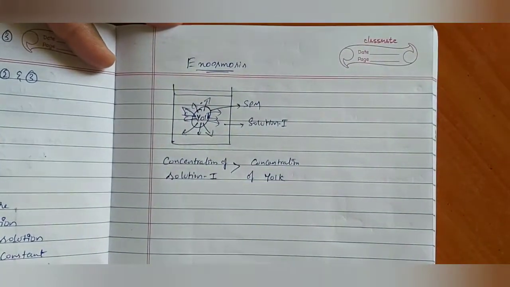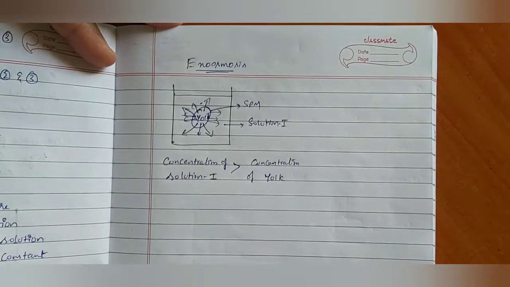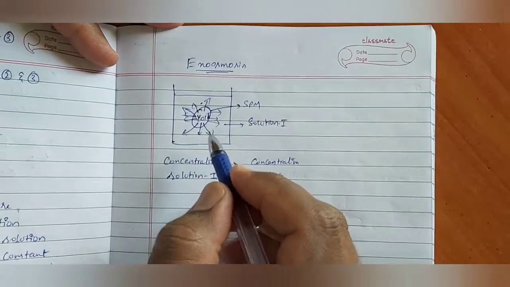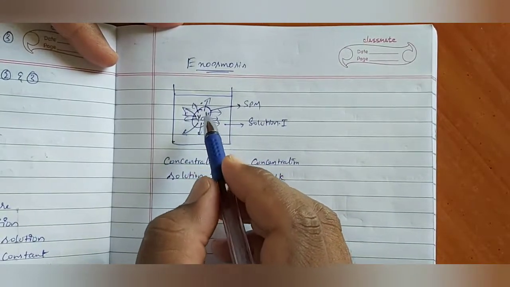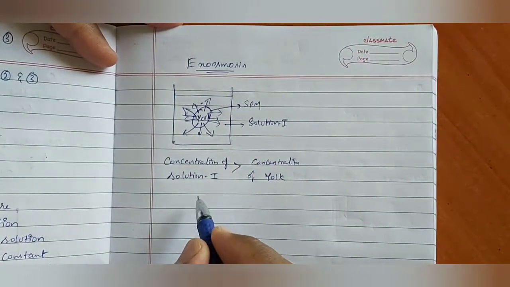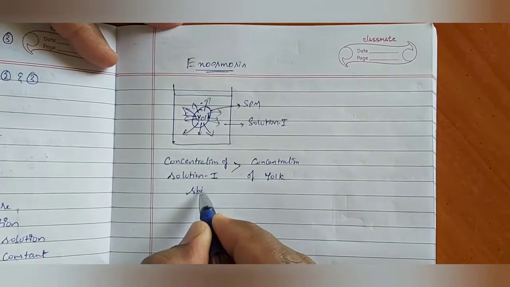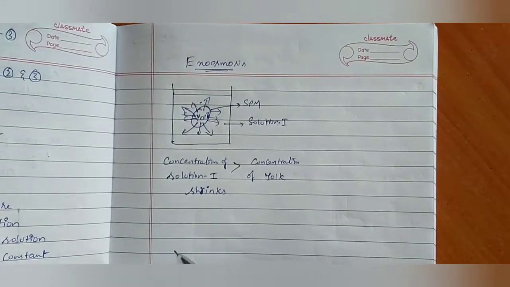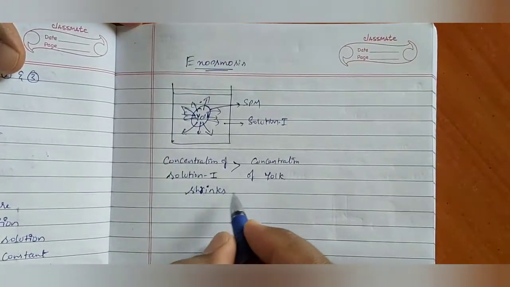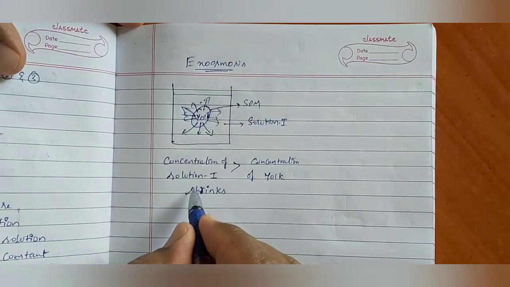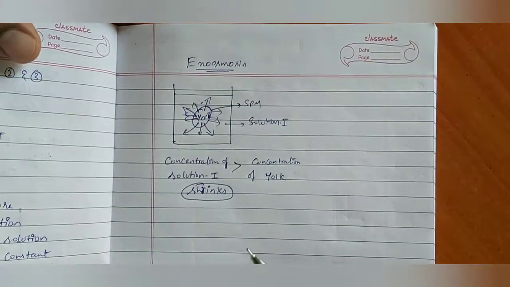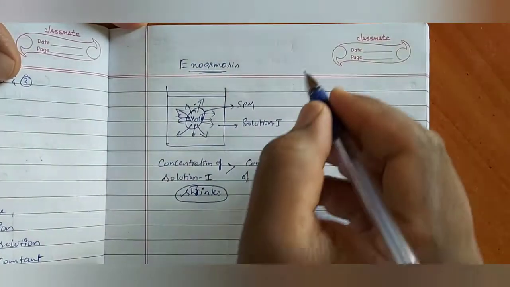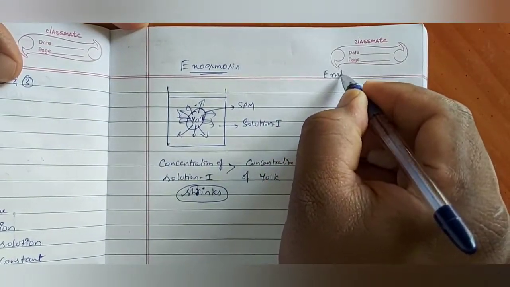Exo means out. What is meant by exo? Exo means out. When exoosmosis takes place, the egg size shrinks, because the solvent molecules inside will come out, so the egg shrinks. This is about the process called exoosmosis. In the same way we can see endoosmosis also.